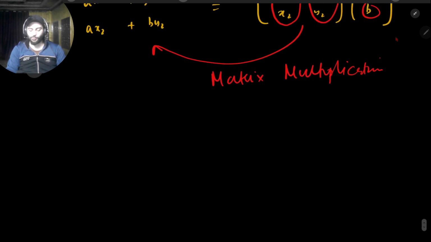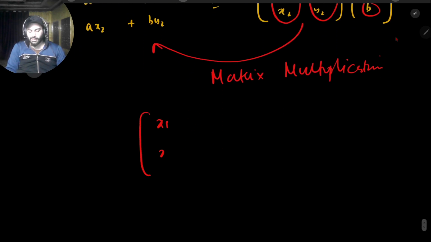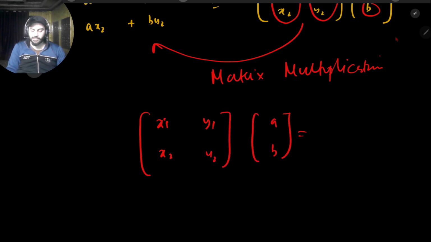If you know the old school way, so how we did it, x1, x2, y1, y2 multiplied by, let's suppose we have to multiply matrices. So what we'll do is, we'll take this, multiply this, take this, multiply with this. So this will be ax1 plus, we'll take this, multiply with this. So this will be by1.